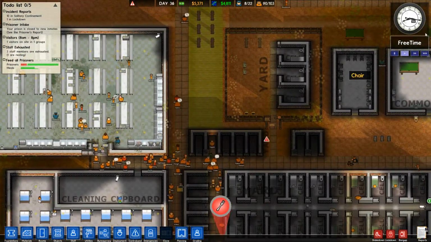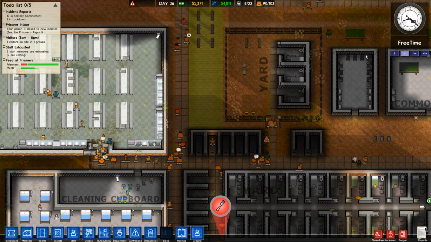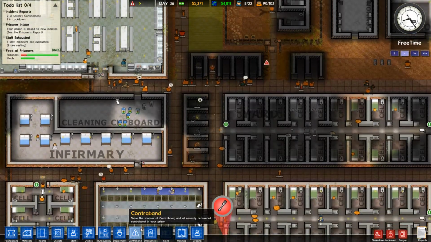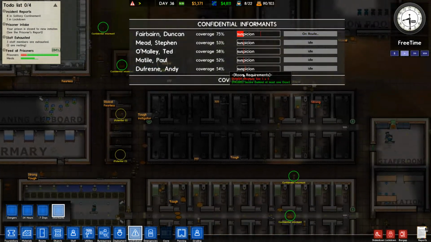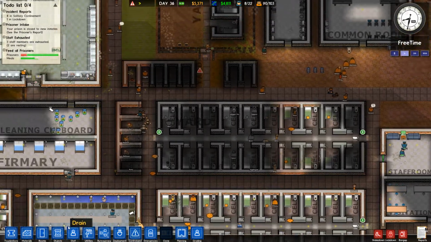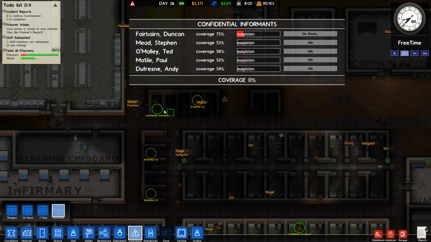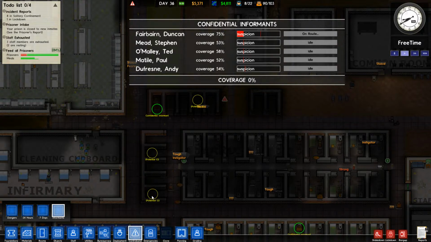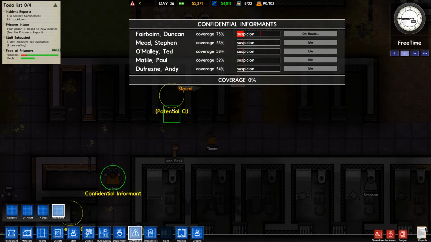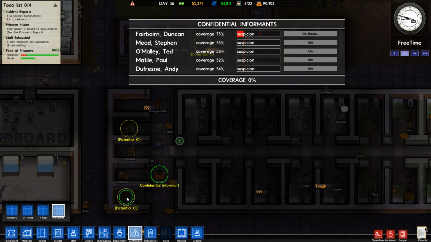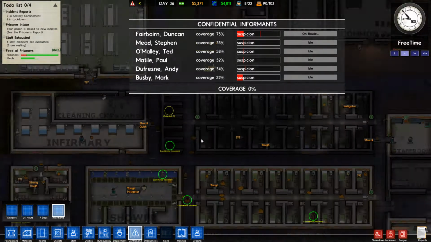So, a bit of free time now. Grading is still 31%. Coverage 75%. Wow. Let's recruit some more CIs. Contraband, informants, potential CI. Unfortunately, I can't see these guys when they're in solitary. Recruit as informants.